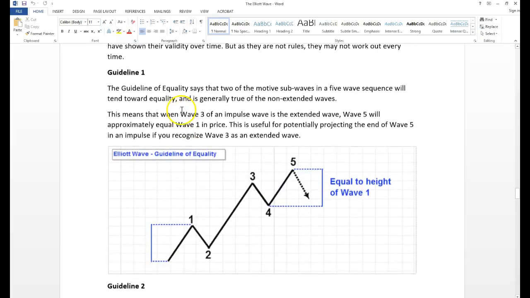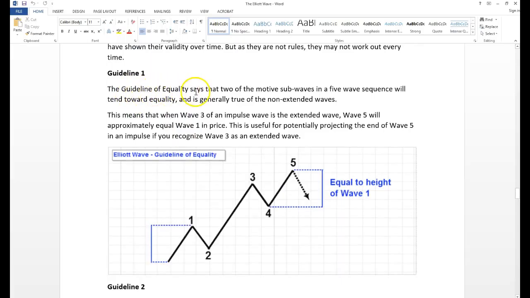Okay. The first guideline is the guideline of equality. This one says that two of the submodal waves in a 5-wave sequence will tend toward equality, and is generally true of the non-extended waves. This goes back to market geometry, right? This is a good picture of Elliott wave, right?